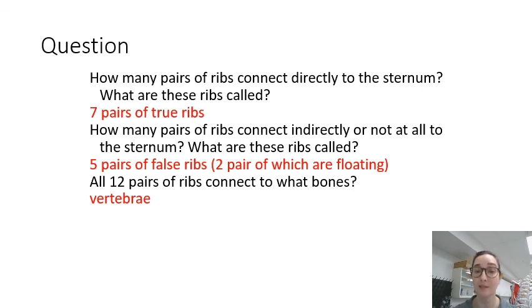All right, so hopefully this has helped you get a little bit familiar with learning your bones, particularly the axial skeleton. The next one we'll start talking about the appendicular skeleton and get into those bones.